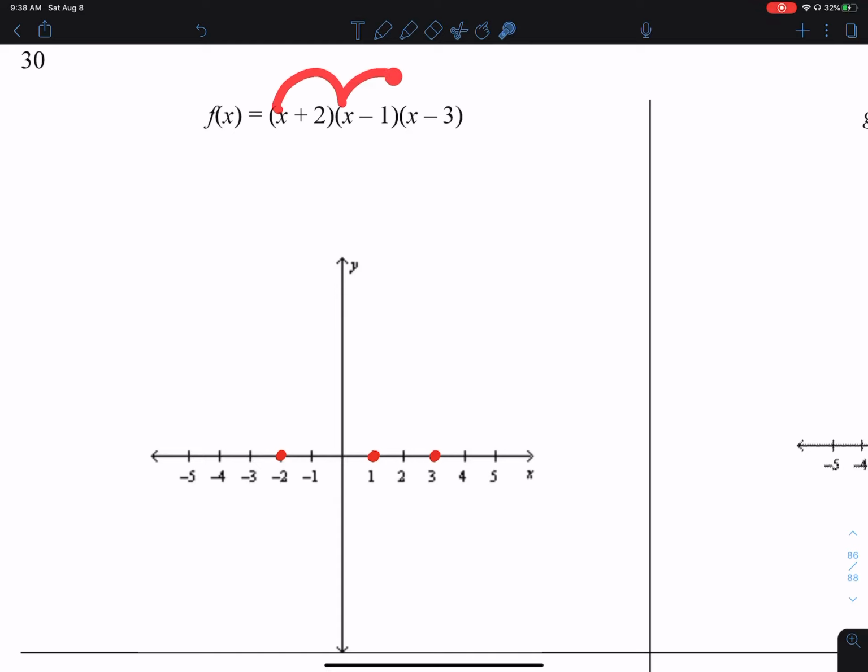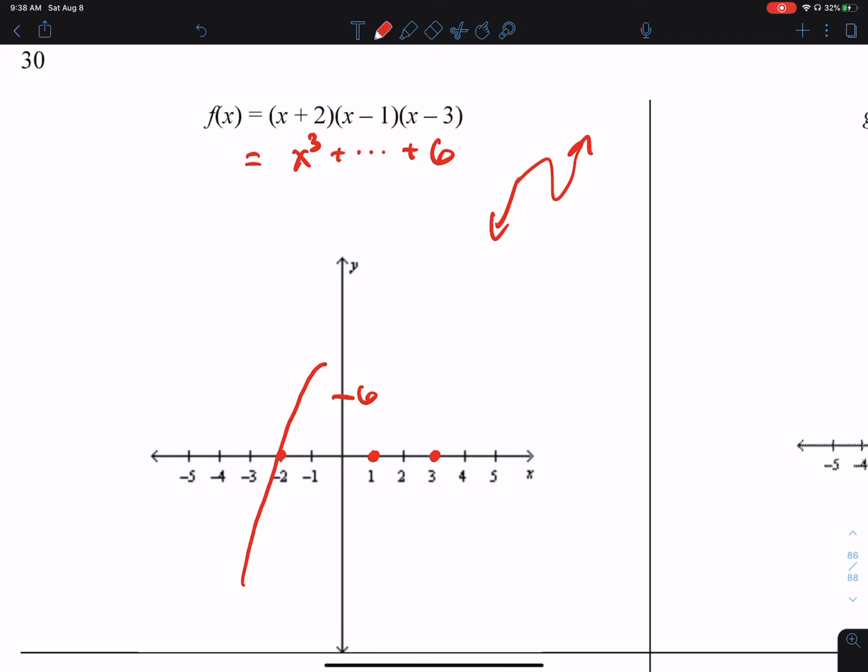So if I multiply x by x by x, that's going to give me 1x cubed. And then we're going to have some terms in the middle. I also want to know the constant. The constant can be found by multiplying 2 times negative 1 times negative 3. That's a positive 6. This tells me that this crosses the y-axis at 6. This x cubed tells me that the end behavior falls to the left and rises on the right. Once again, these are all odd multiplicities, so the graph could look something like this.